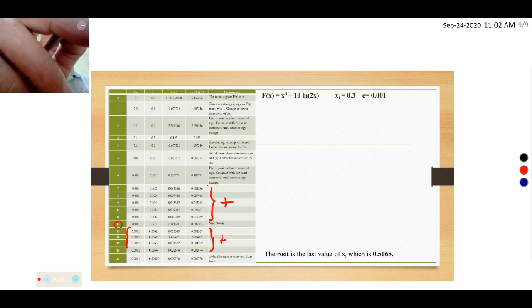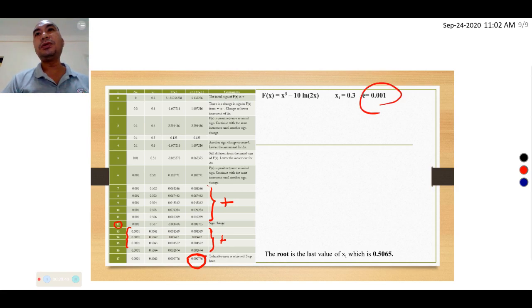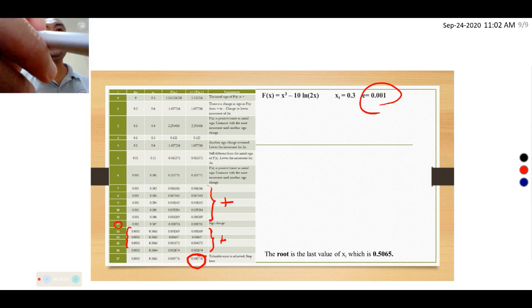We stopped at this value because we have already attained the error, which is 0.001. The error achieved should be less than or equal to 0.001. Iteration number 16 has not yet achieved this because this is 1 and this is 2. So you still continue until the value of your error achieved is lower than the required error.